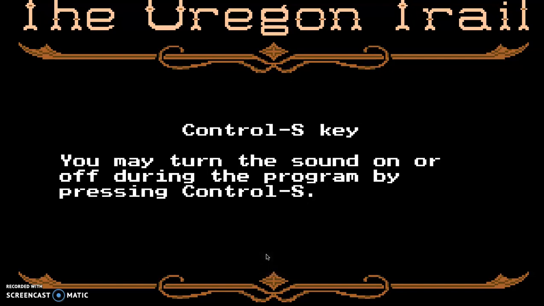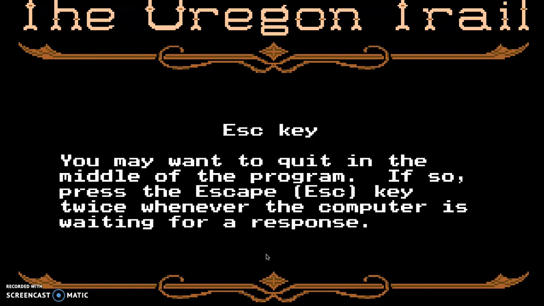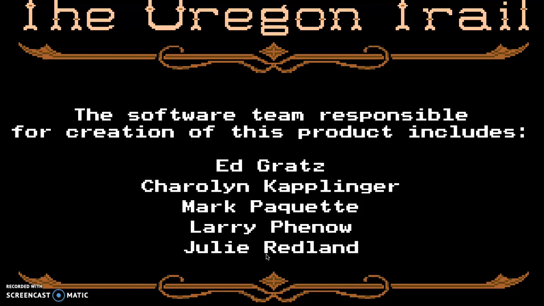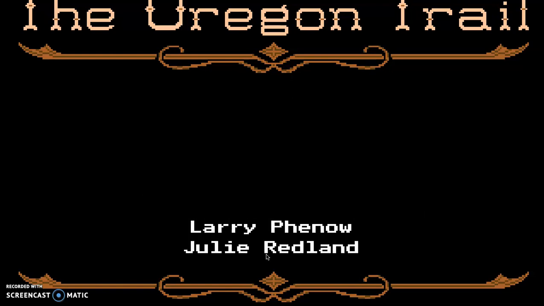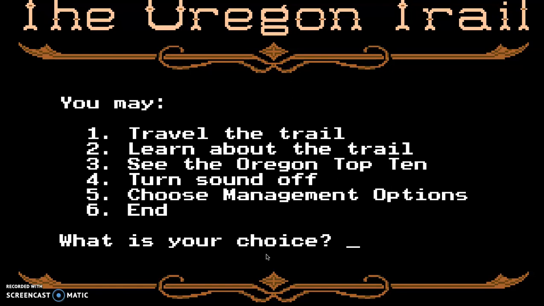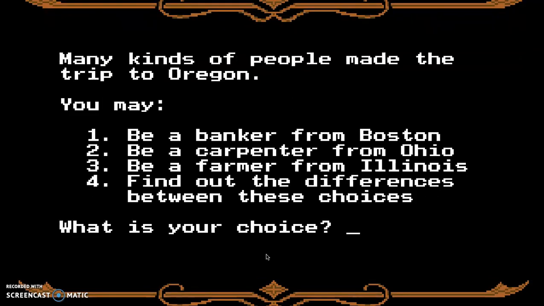Okay, I'm not sure if that one's working, but spacebar. Escape key. If you want to quit in the middle of the program, press escape twice. And this is background information. Now you get back to your choice screen. We want to travel the trail, so we press a 1 and we press enter.